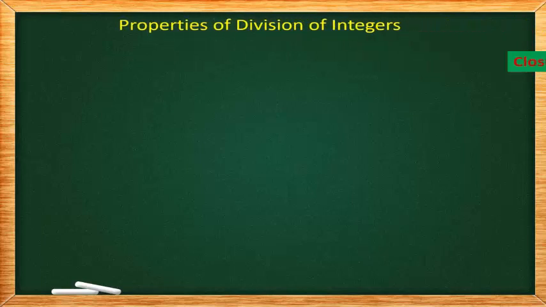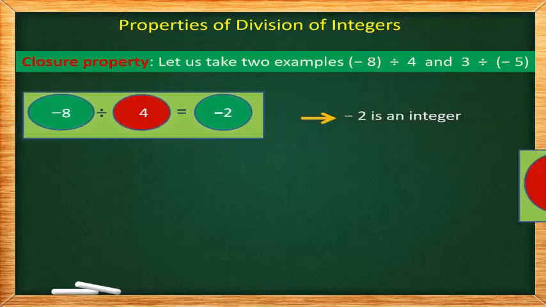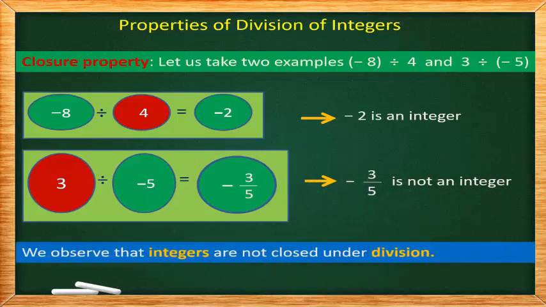Children, now we are going to learn about the properties of division of integers. We know that the first property is the closure property. Let us find out whether this is true for division. Let us take two examples, minus 8 divided by 4 and 3 divided by minus 5. In the first case, when we divide minus 8 by 4, we get minus 2 as a quotient. Here, minus 2 is an integer, but in the second case, when 3 is divided by minus 5, we get minus 3 by 5. But minus 3 by 5 is not an integer. So we observe that integers are not closed under division.